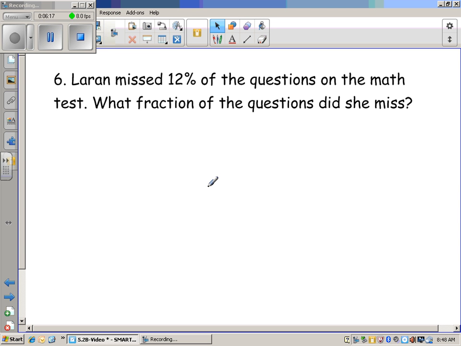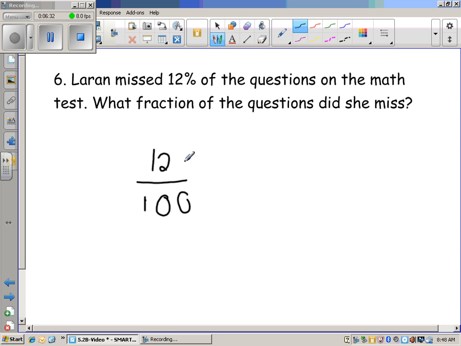Laren missed 12% of the questions on her math test. What fraction of the questions did she miss? So again, we have 12 over 100, and we need to put it in simplest form, dividing the top and the bottom number by the greatest common factor, which is going to be 4. 12 divided by 4 is 3, and 100 divided by 4 is 25.